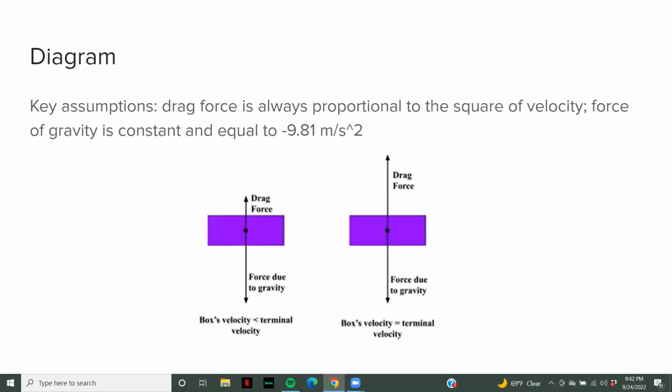And below, I have some diagrams showing the force due to gravity and the drag force on an object. When the force due to gravity is greater than the drag force, then the box's velocity does not equal its terminal velocity, it's actually less. And when the force of gravity and the drag force are equivalent to each other, they cancel out, and the box's velocity has reached what is called terminal velocity.